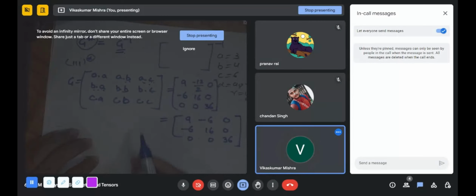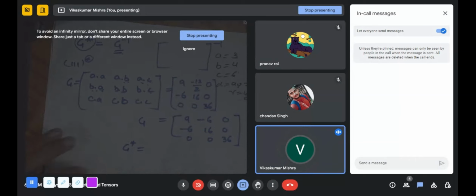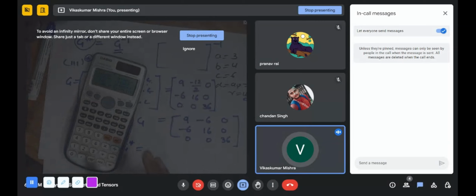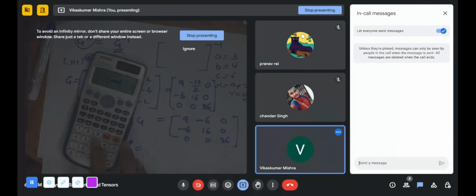So this is the G, but we need to find the G star. A simple calculation we need to do. I will use the calculator to do that. Okay, so let's feed our entire thing over here. A is 9, then minus 6, then we will get 0, and then there is minus 6, then 16, again 0, then 0, 0, and 36. We have filled our matrix.